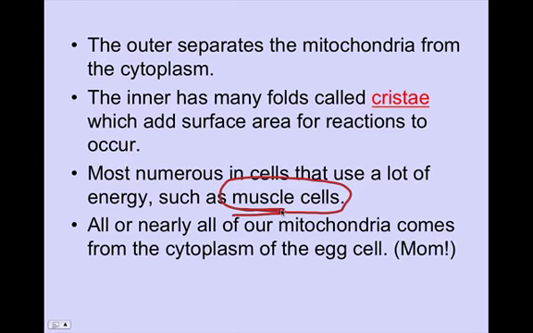All or nearly all of our mitochondria comes from the cytoplasm of the egg. So we get our mitochondria, most of it, from mom. Once again, nearly all of the mitochondria comes from the cytoplasm of the egg cell, which means we get the bulk of our mitochondria from our mom.